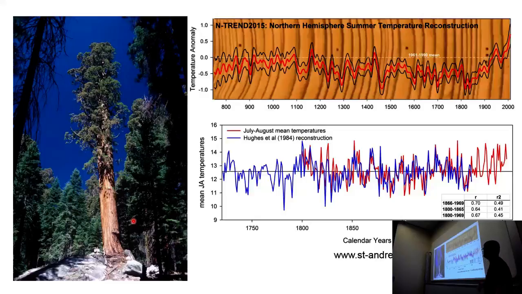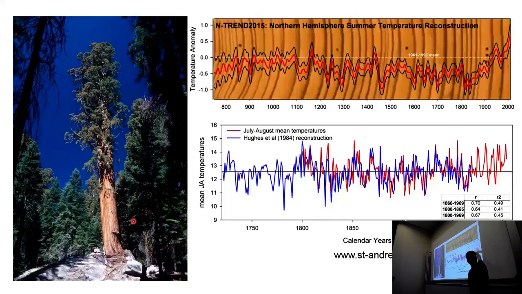And what we can do is drill into trees that are currently living, and figure out what the relationship is between the instrumental temperature record that we have, because someone from the Met Office was measuring the temperature, and the tree width. We can then take that further back in time. So this is what we've got here.